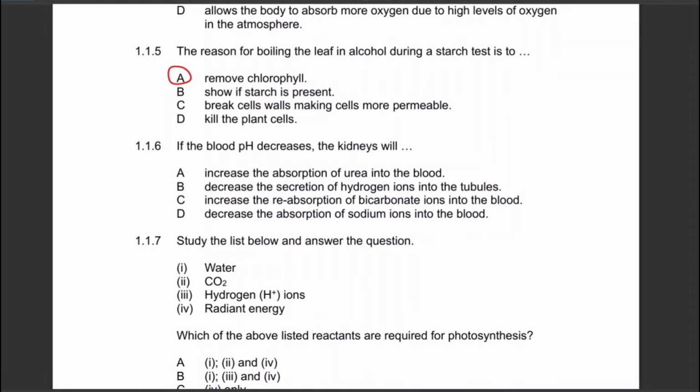If the blood pH decreases, the kidneys will do what exactly? Will increase the reabsorption of bicarbonate ions into the blood. Remember, we're talking about balancing the blood pH. So this is homeostasis for the blood pH. So if the blood pH decreases, we're going to increase the reabsorption of the bicarbonates into the blood. That is obviously taking place in the nephrons of the kidney.